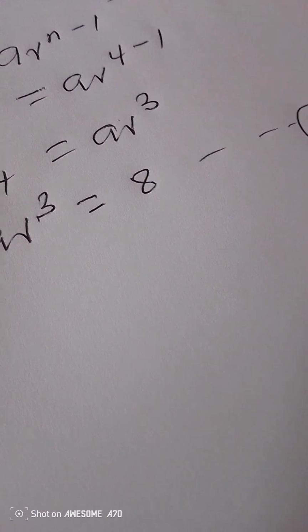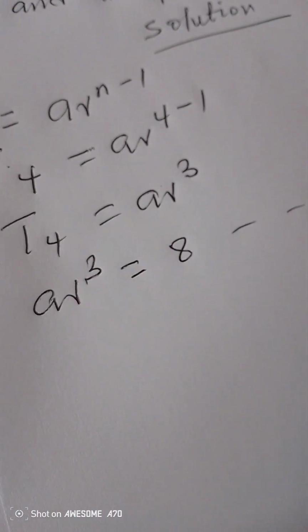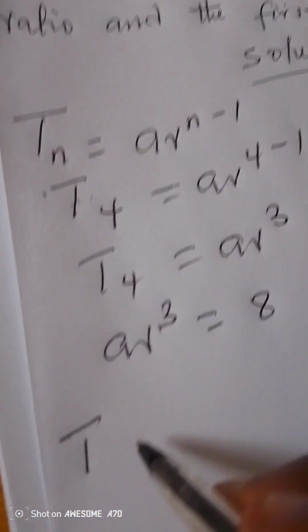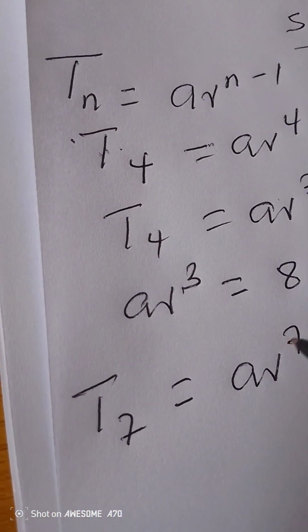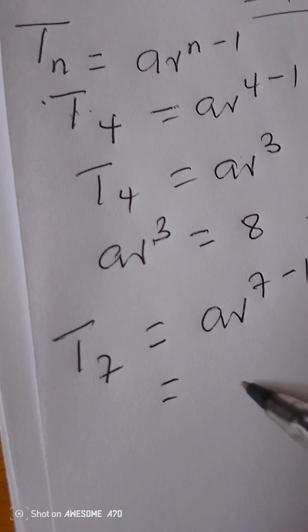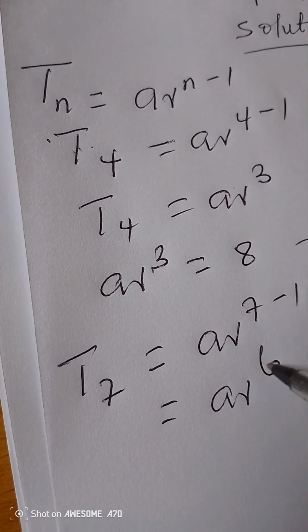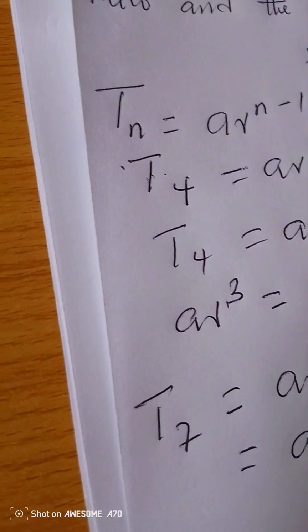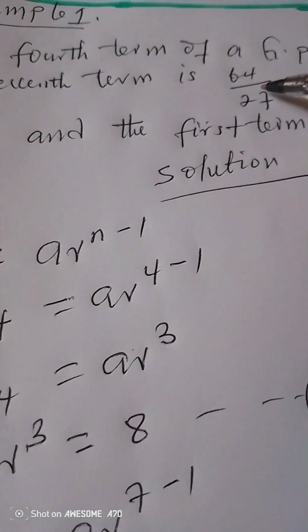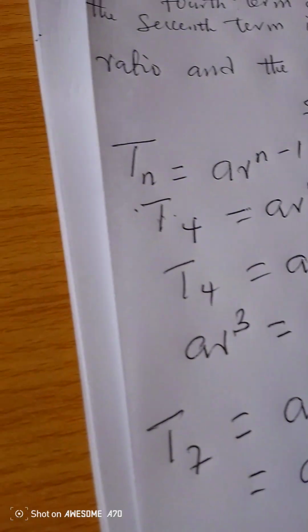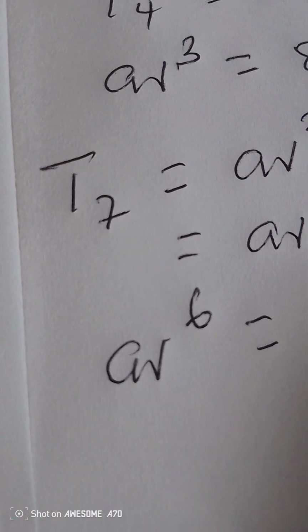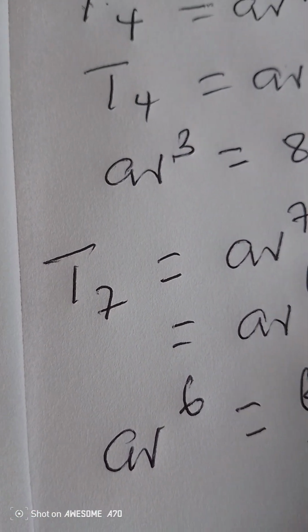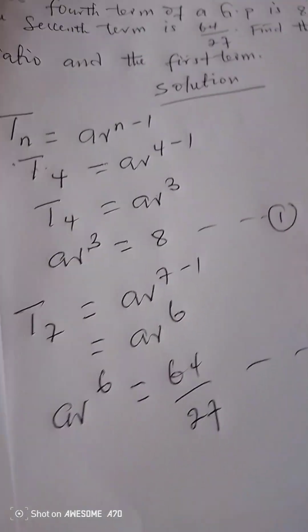And they say the seventh term is 64 divided by 27. So T of 7 in this case will be equal to A R raised to power 7 minus 1. And this will give us A R raised to power 6. And they say this is equal to 64 divided by 27. So A R raised to power 6 is equal to 64 over 27. Let's call this equation 2.